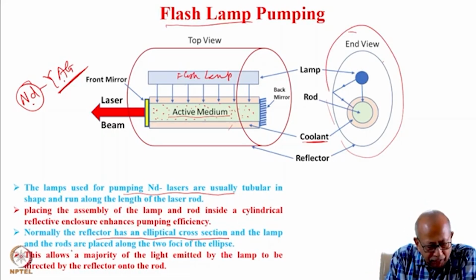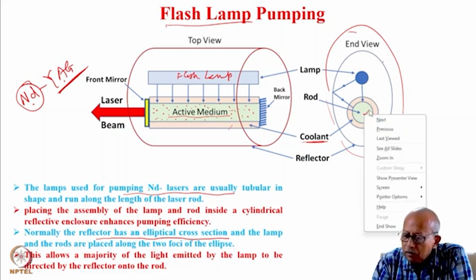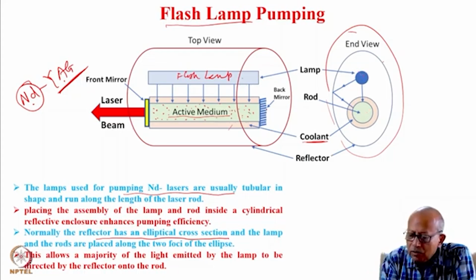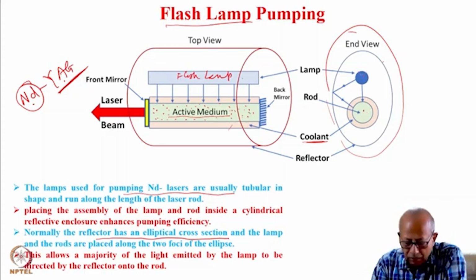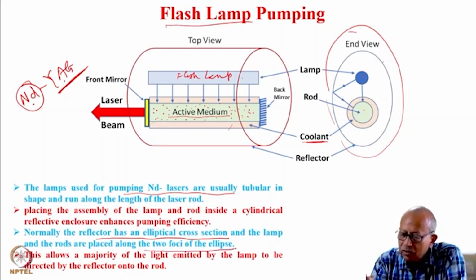And the lamp and the rod: this is the rod, and this is the lamp. This is the end view. The lamp and the rod are placed along the two foci of this ellipse. This is one focus, and this is the other focus.